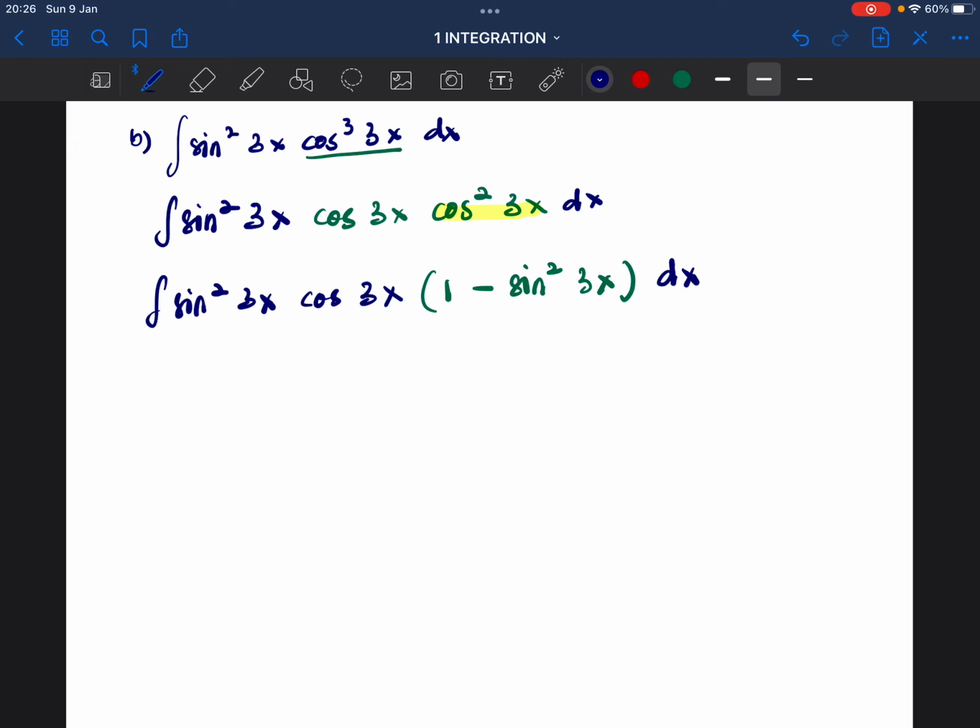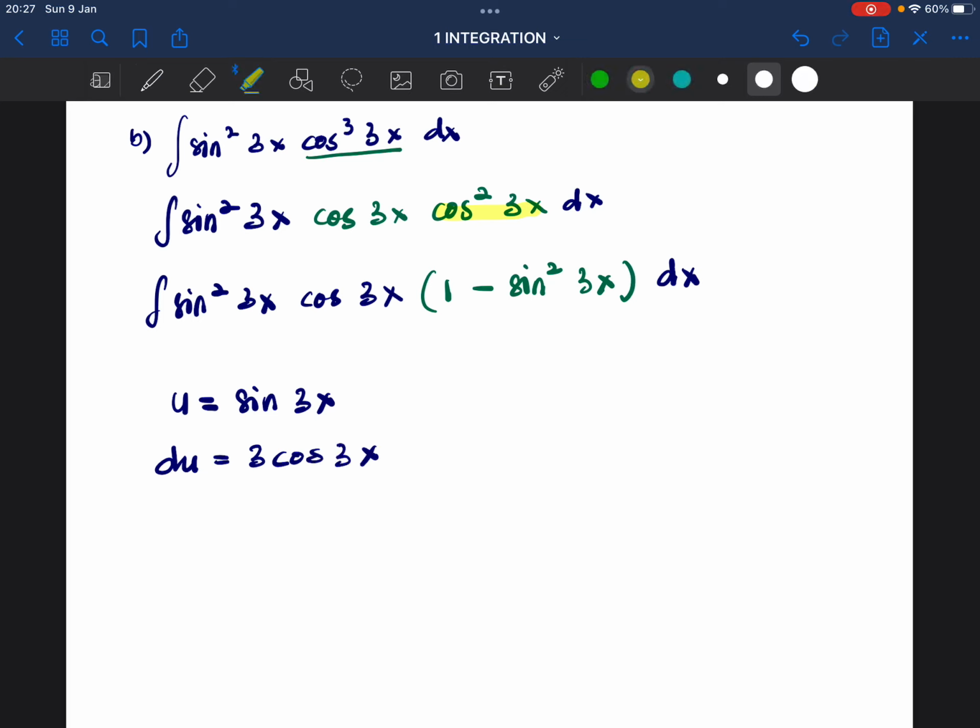So now, tak perlu fikir susah-susah untuk expand, just use your substitution. Okay, so u is equals to, which one? The highest power but without the power. So the highest power here is square, which is sin 3x. So we are going to choose sin 3x. Okay, highest power but without the power. So differentiate sin 3x, we got 3 cos 3x.